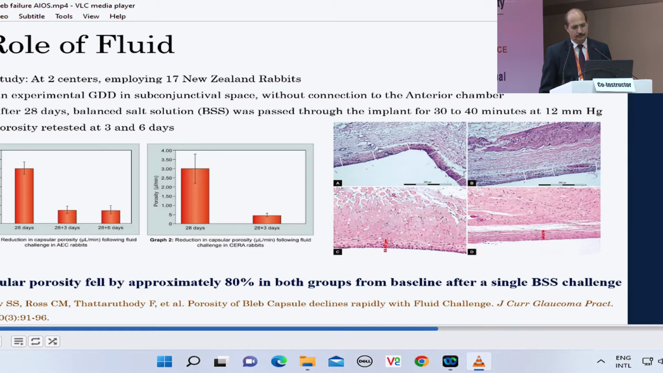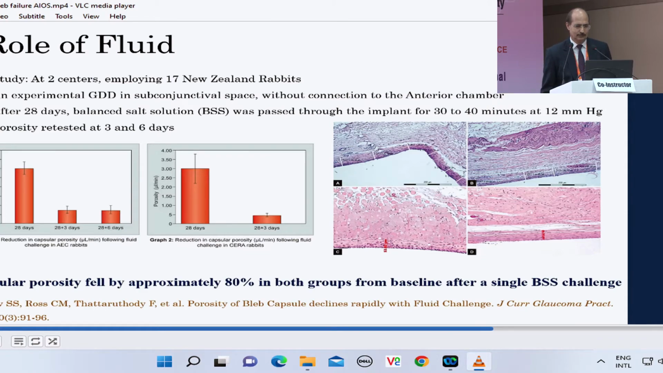So we all know that aqueous has something to do with changing the chemical milieu, but we tried to look at the role of fluid which is naive of aqueous and does not contain any mediators. This was an interesting study, again conducted at the same center along with another center in Australia, employing 17 New Zealand rabbits. In this study, an experimental GDD was implanted in the subconjunctival space without the connection to the anterior chamber. After 28 days, balanced salt solution was passed through the implant for 30 to 40 minutes at 12 mm mercury, that is the physiological pressure.